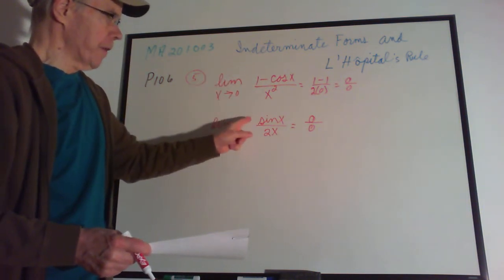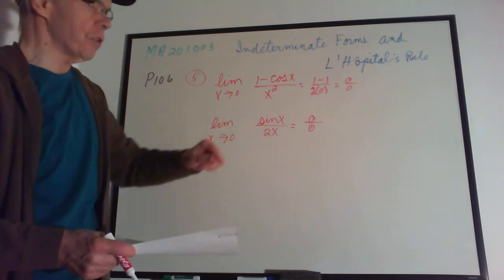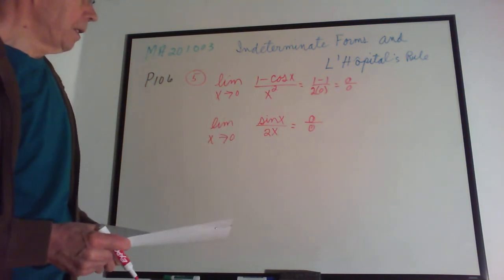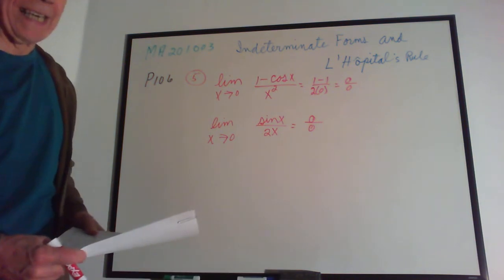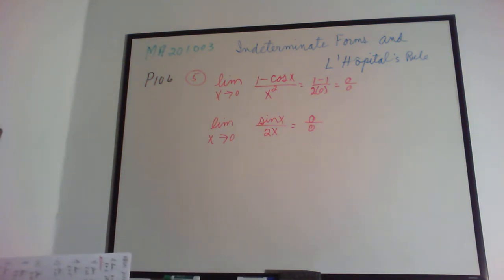So if I take the derivative of that, I get sine x over 2x. But that still gives me 0 over 0. So what you do is you take the derivative again. So go ahead and do that. Take the derivative a second time.